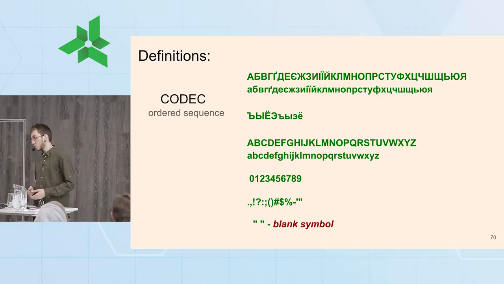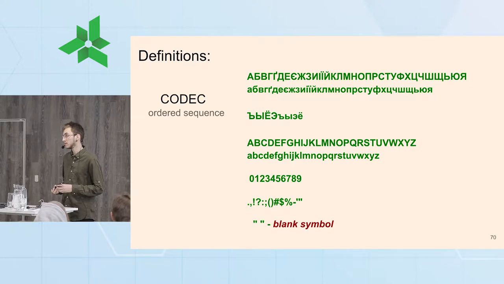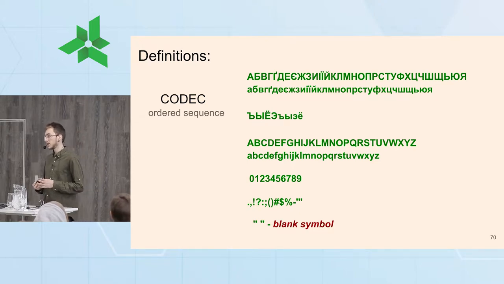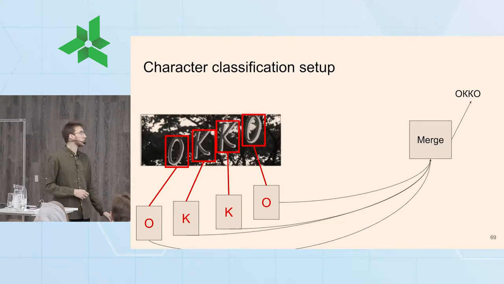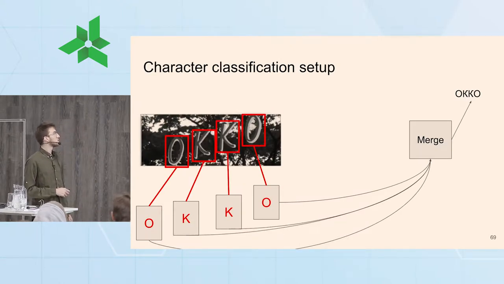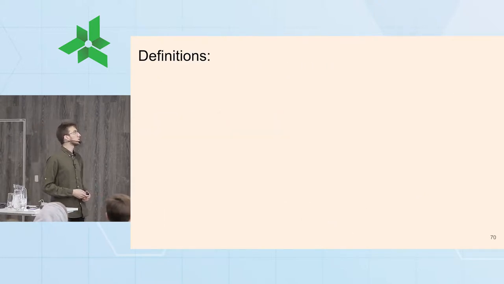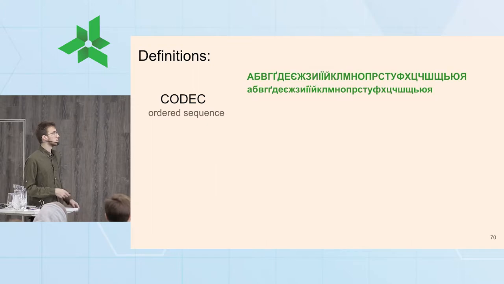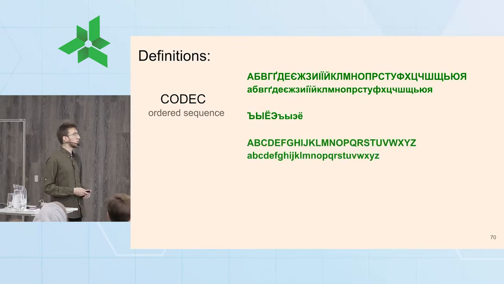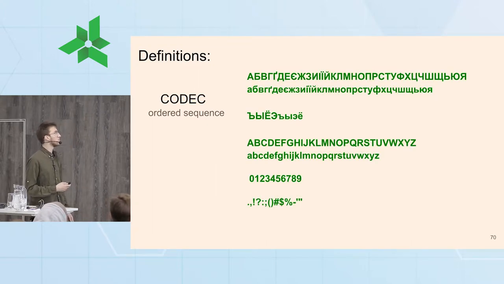I need to tell what a blank symbol is. The blank symbol is simply for defining those regions where there is no word. You will say, but there are a lot of places where there is no word. It would be strange, but I will tell in the next method why we need this blank symbol. It's better to understand on an example.